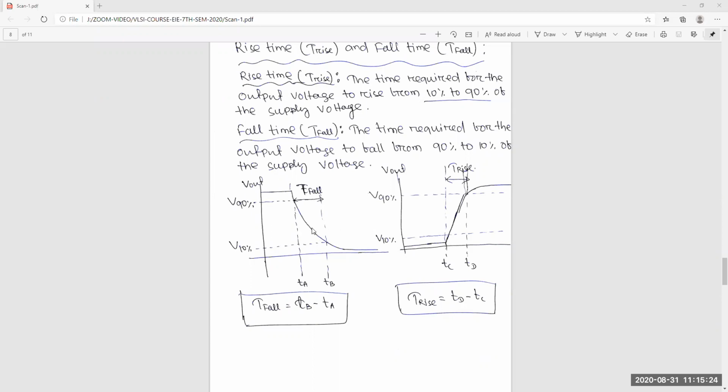So it is purely from the output waveform. No need to relate it with the input. At the output, it is from 90% to 10% or 10% to 90%. That is the rise time and fall time. Okay, so here any doubt? What is rise time? What is fall time?